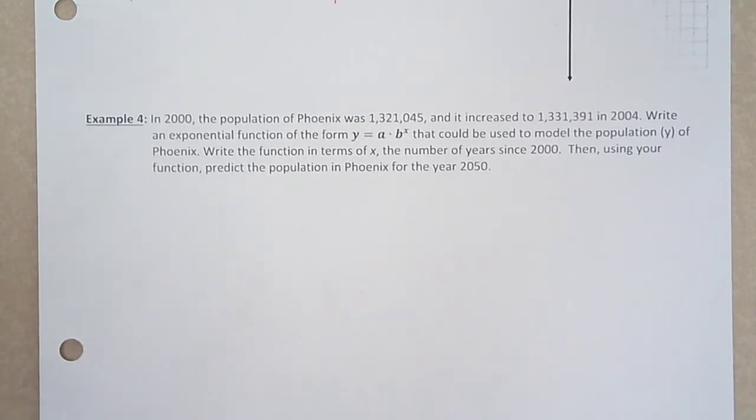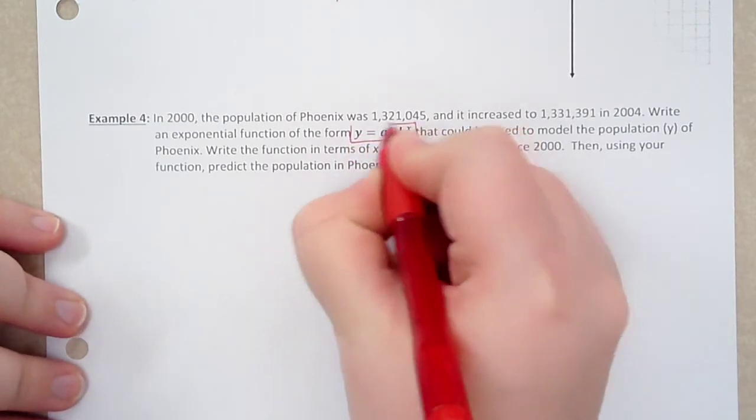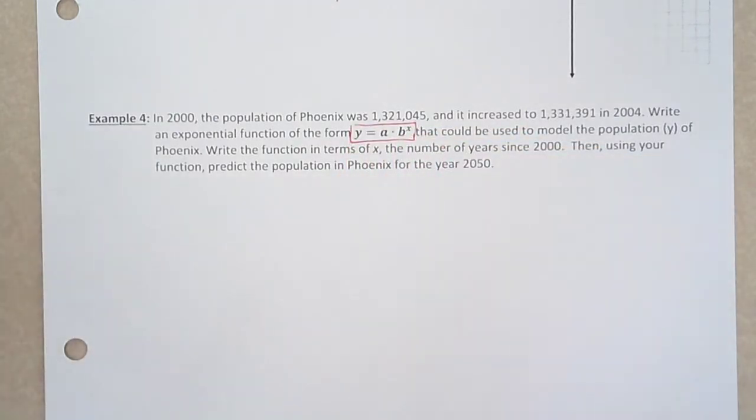So in 2000, the population of Phoenix was that many people, and it increased to that many people in 2004. Write an exponential function in this form. This is just our basic form of an exponential that could be used to model the population of Phoenix. And then we're going to write the function in terms of x, which is going to represent the number of years since 2000. Then using our function, we're going to predict the population for the year 2050.